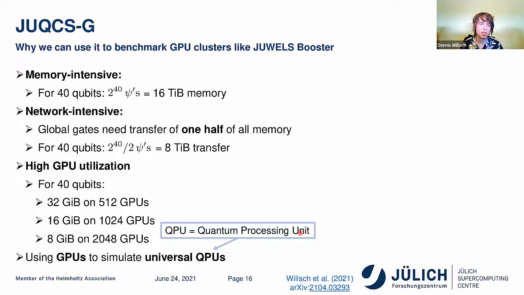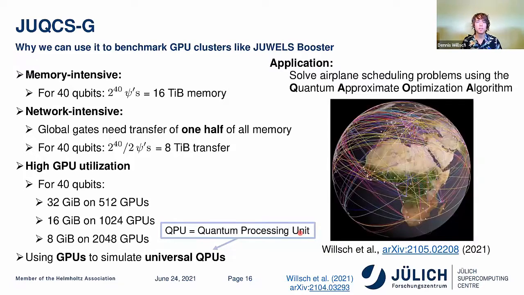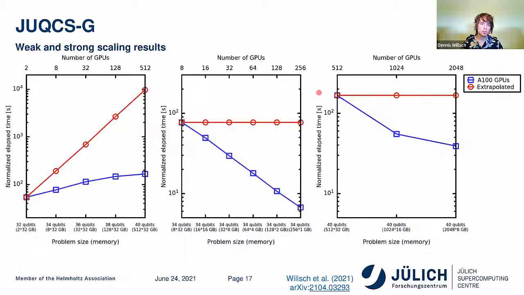And we also did an application for all these benchmarks, which is solving airplane scheduling problems using a particular algorithm that's called the quantum approximate optimization algorithm. So that is a family of quantum circuits that was invented to solve optimization problems on gate-based quantum computers. So here are some benchmark results.